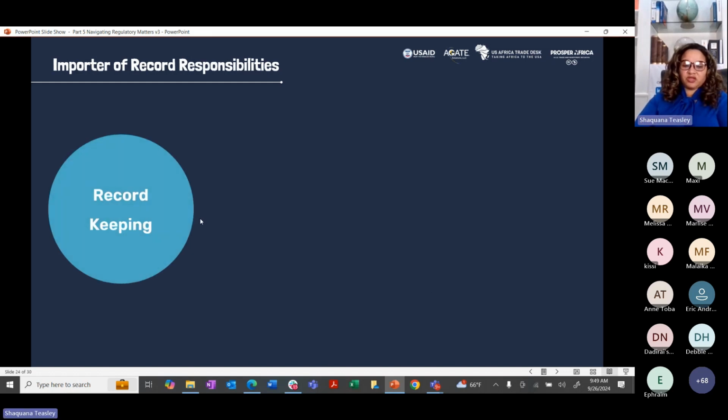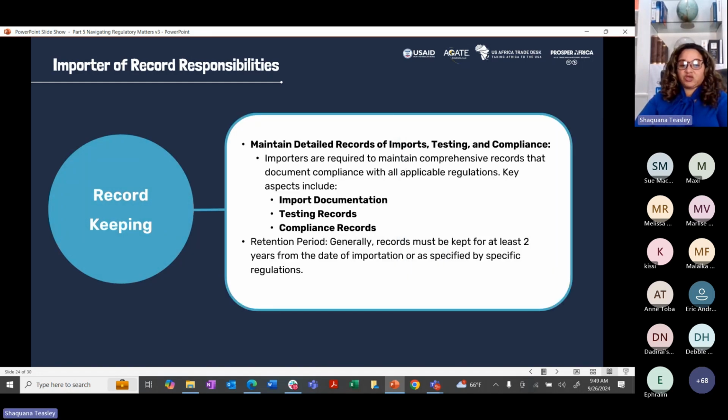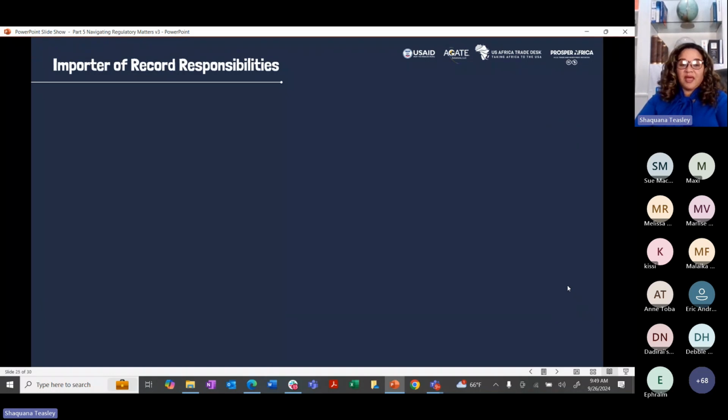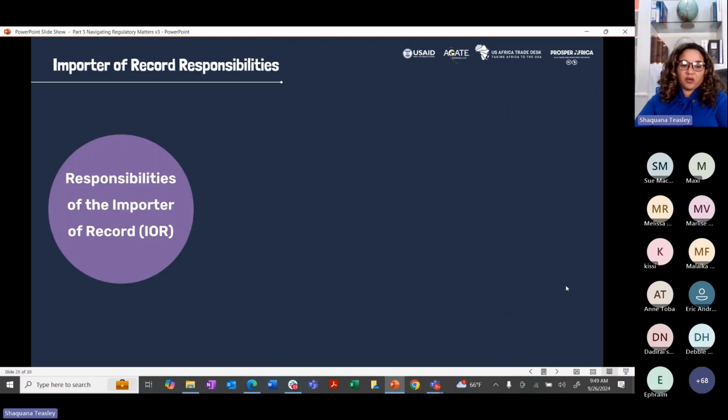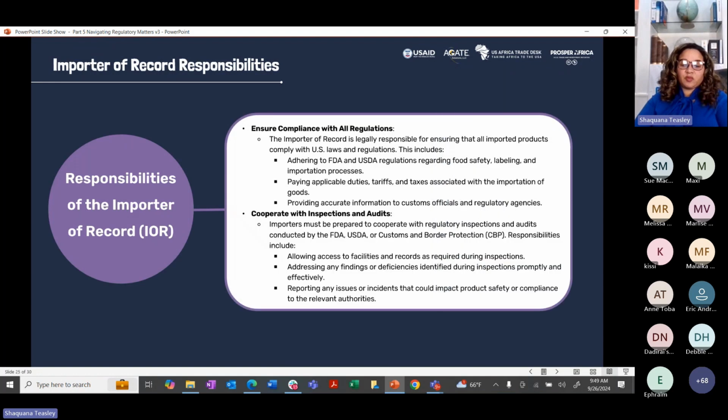Record keeping requirements are generally 5 years. You want to ensure that you have all your documentation in the event that customs wants to review them, or you get what's called a CF-28, which is a request for information, and you need to have all your documentation and your records available to answer any question that customs has. Your responsibilities for your IOR, which is the importer of record, is to ensure compliance with all regulations, cooperate with inspections and audits. So they are supposed to support you in this entire capacity. See them as your partner.